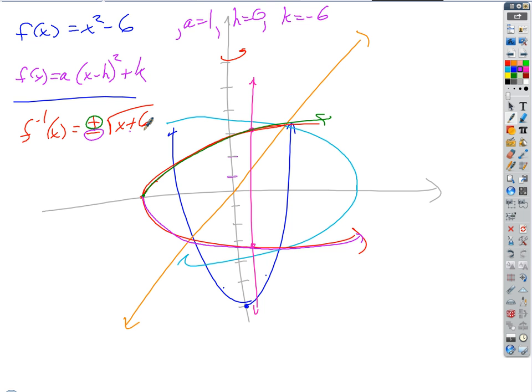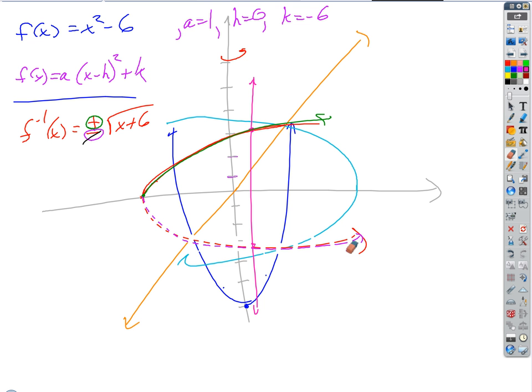Well, which half do you suppose we keep? The top half. The primary or principal square root is always the positive one. So let's get rid of this bottom one and just keep the positive one. We'll just erase that bottom one and keep the top one.